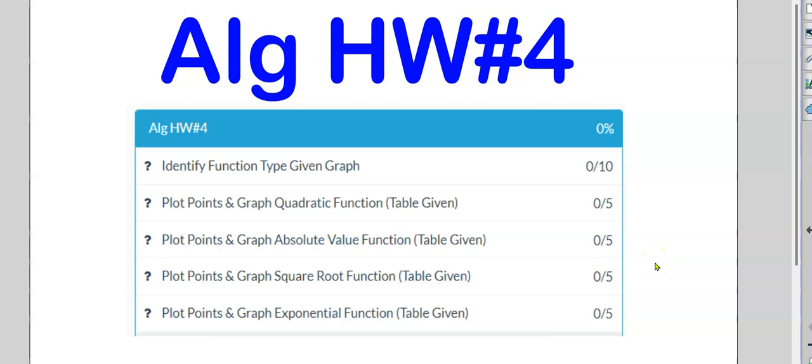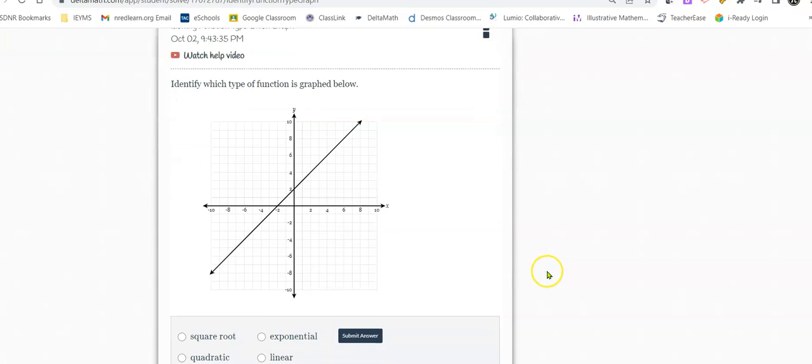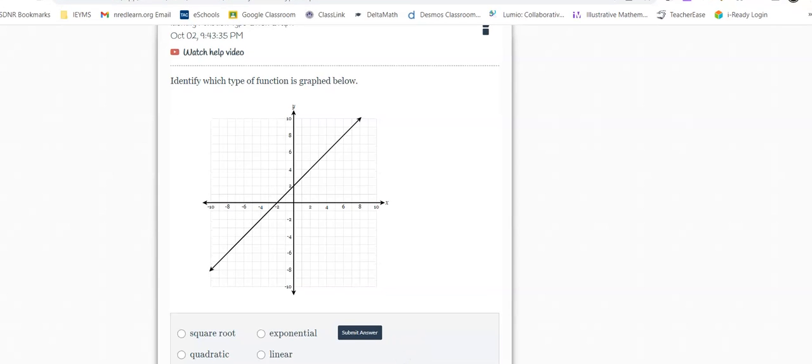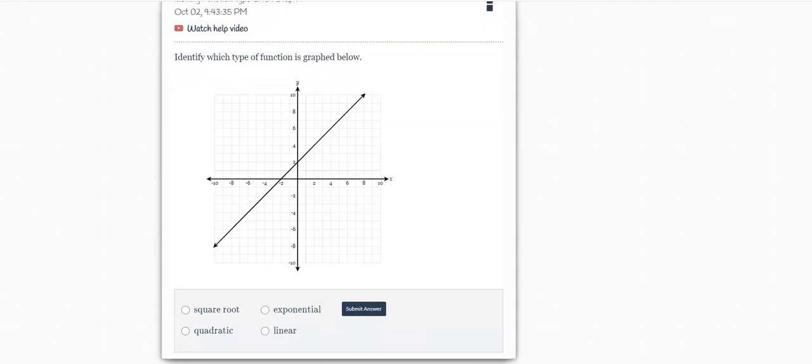Let's take a look at the questions on homework number 4, starting with identifying a function type given the graph. We worked on this assignment before. This is a multiple choice assignment where you have to choose the shape of the graph and name it from these multiple choices down here.